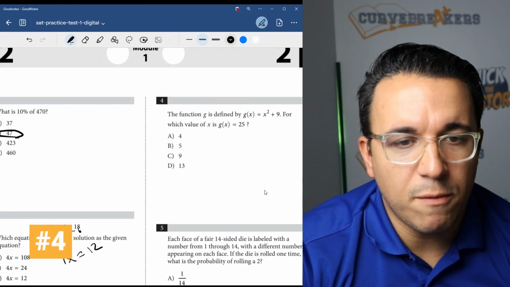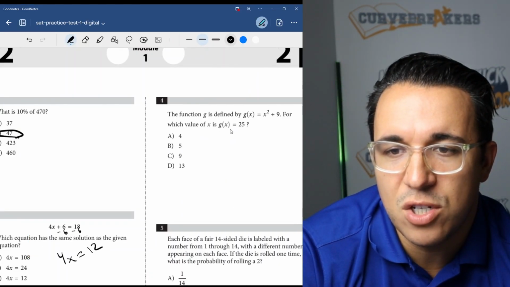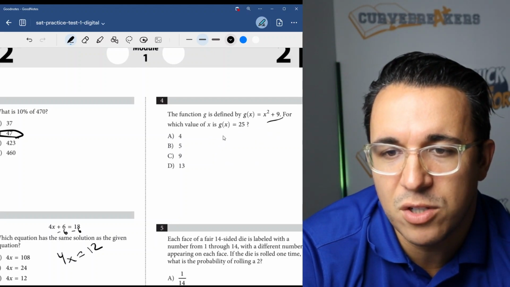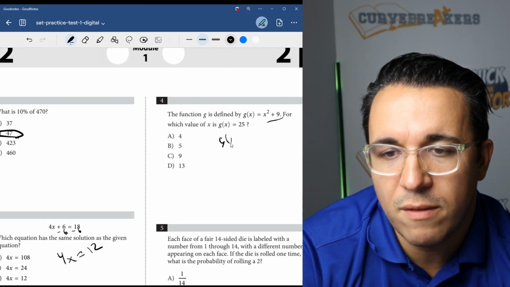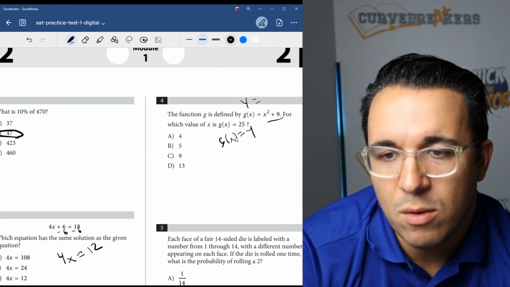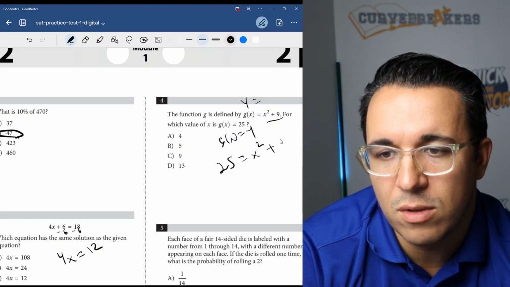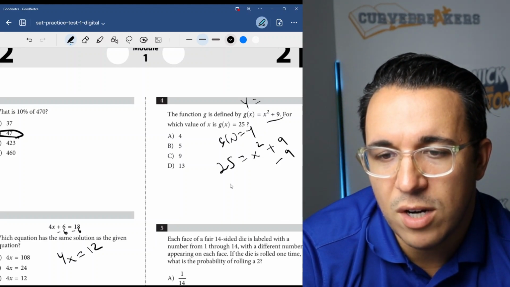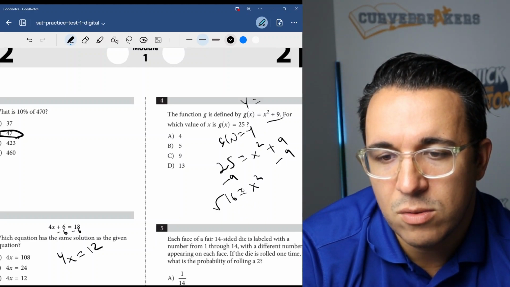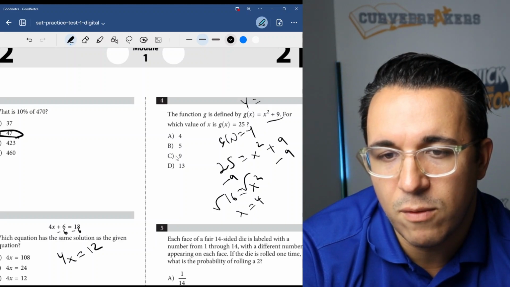Let's take a look at number 4. Which value of x is g of x 25 when we have this function? So now remember, g of x equals y, right? So if we wrote this as y equals, we're just going to plug 25 in on this side and then do a little algebra here. So I'll subtract 9. So 16 equals x squared. Square root both sides, x equals 4.